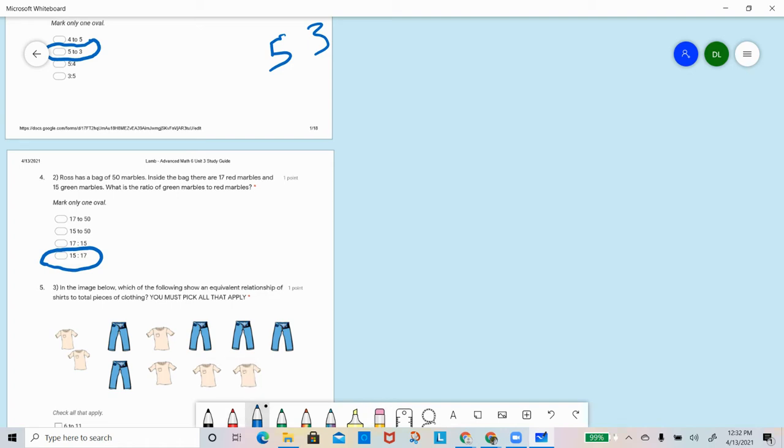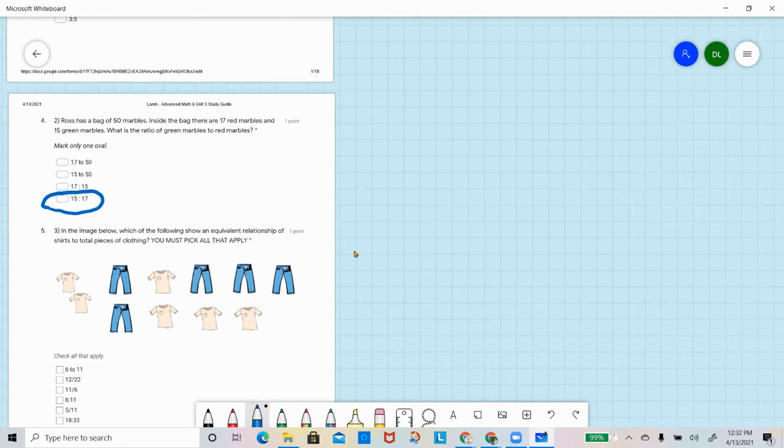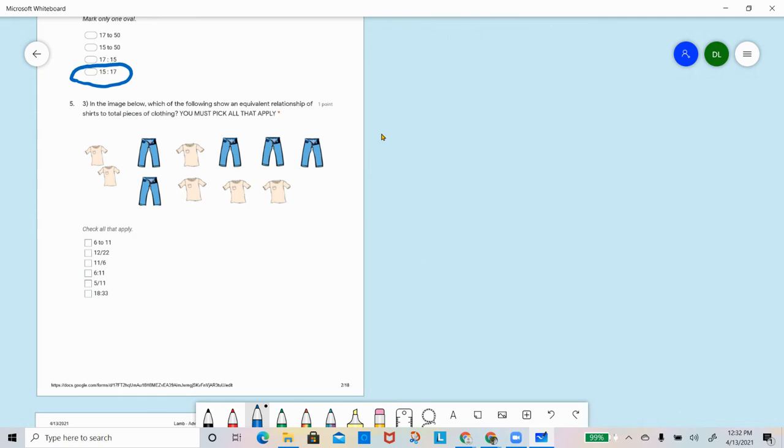So here we go. We'll go on to question number 3. I'll pull this up a little bit. Okay, in the image below, which of the following shows the equivalent relationship? Equivalent relationship, that's important. Of shirts to the total pieces of clothing. So we're looking for shirts to total. Well, 2, 4, 6 shirts, 11 total. So we're looking for a relationship of 6 to 11, right?